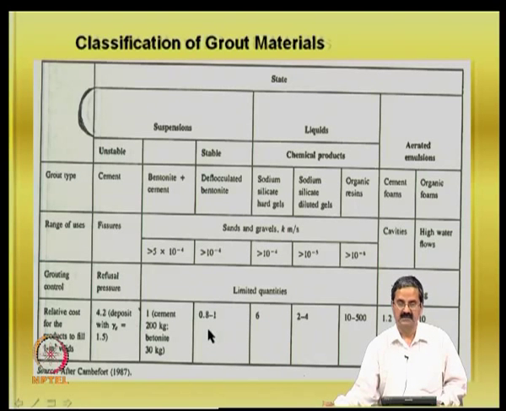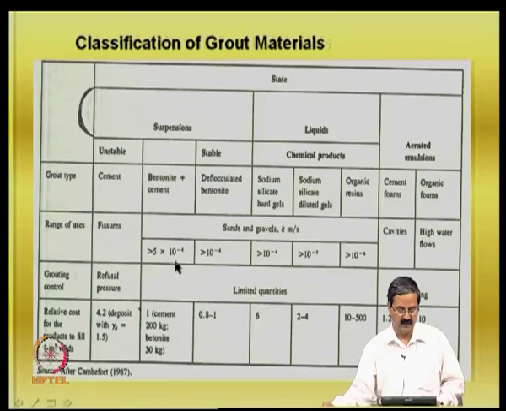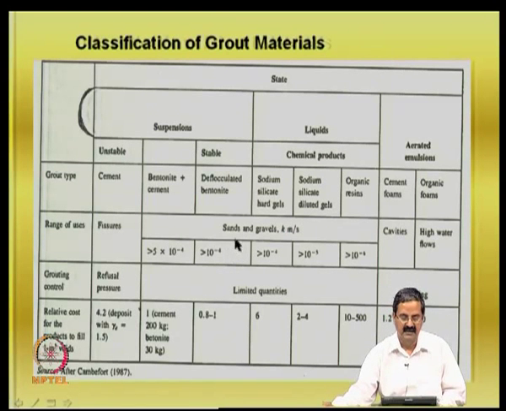Then as I just mentioned, depending on the cases, even the bentonite suspensions are quite useful when the permeability is somewhat lower, up to the range of 10^-4 in the case of sands and gravels. But beyond that, as I just said, there is a possibility that the clay type will get in, and with the permeability going to 10^-6, 10^-5, you need to go for chemical products like liquids, for example, sodium silicate gels.